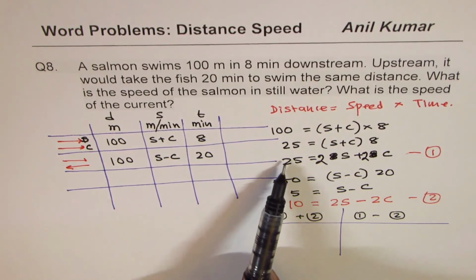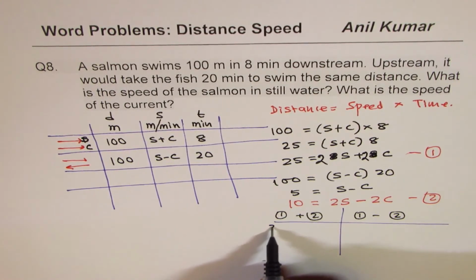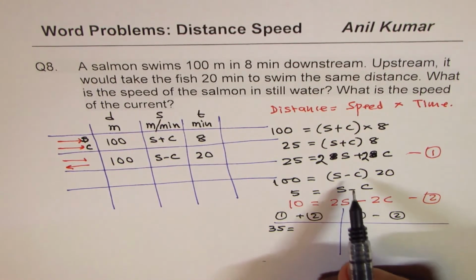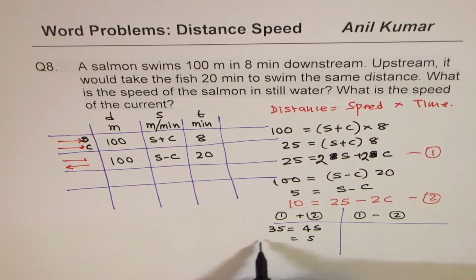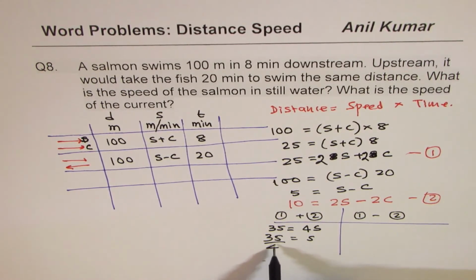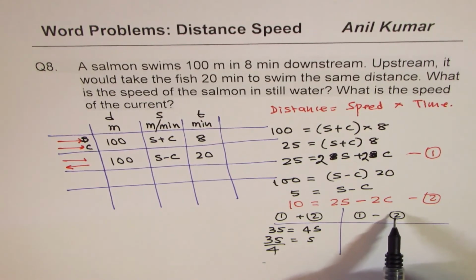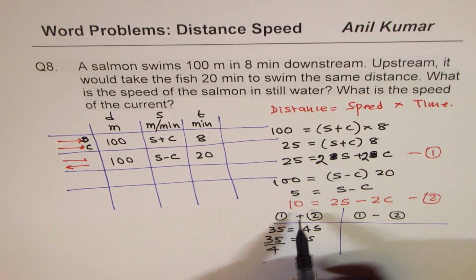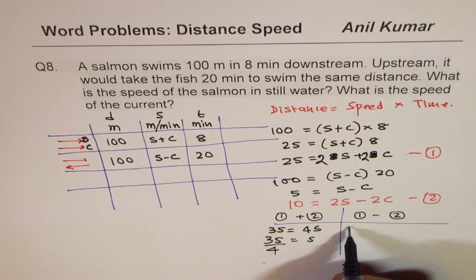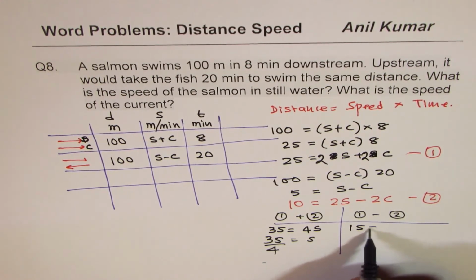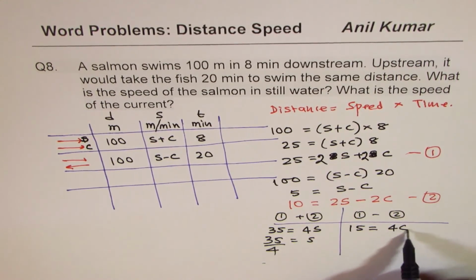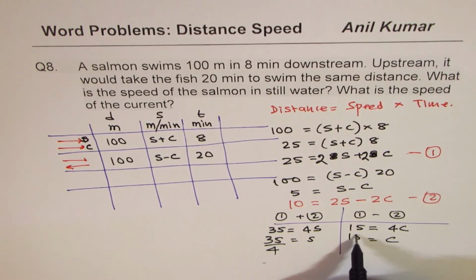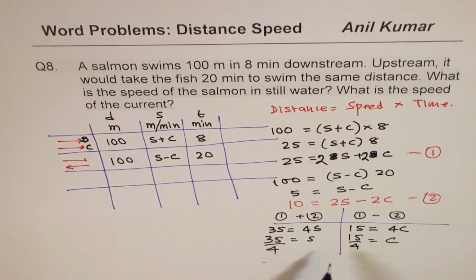So if I add them up, 25 plus 10 is 35 equals to 2s plus 2s is 4s. Is it okay? So s is 35 divided by 4. On the other hand, if I take away 25, take away 10 is 15, and that 15 is 2c, take away 2c is 4c. So c is 15 over 4, correct? So that is what their speed is.